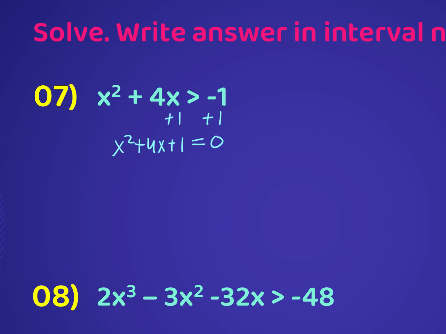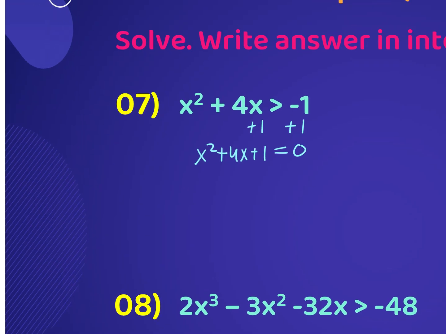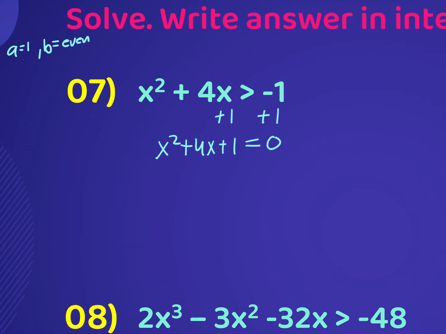We can do the quadratic formula, or we can do completing the square. For this one, I like completing the square. I will always like completing the square when a equals 1 and b is even, because that's not going to give us fractions that we have to square or anything. Even if you did the quadratic formula, you should get the exact same answer. You'll just have to simplify a little more, and you might find yourself doing a little more work than necessary. So I'm going to complete the square for this one.